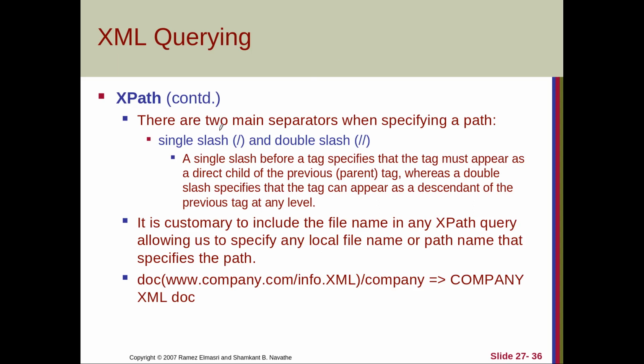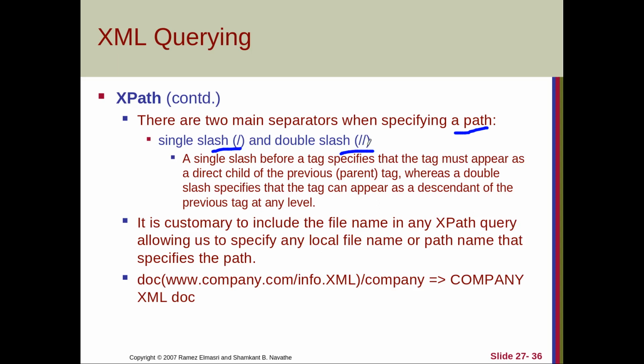Now XPath, there are two main separators while specifying an XPath. That is one by using a single slash and second one by using a double slash. What is the difference between these two? A single slash before a tag specifies that the tag must appear as a direct child of the previous tag. If we are having a direct child available, we can use a single slash. The tag must appear as a direct child when we are using a single slash.